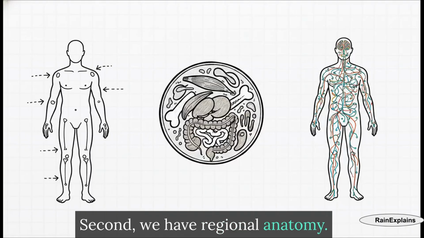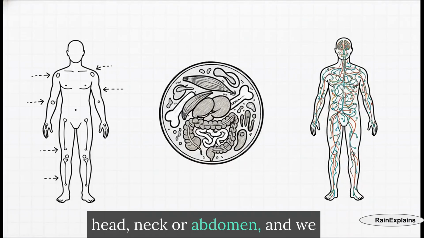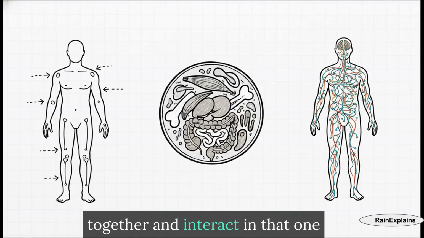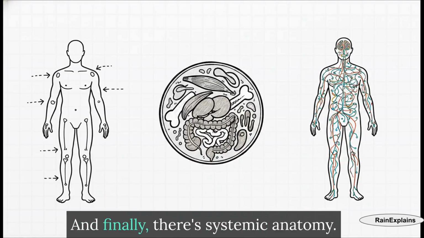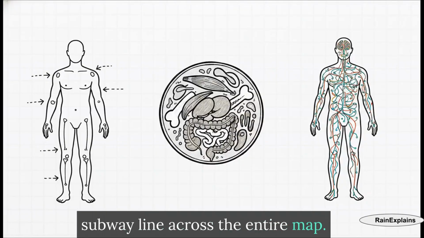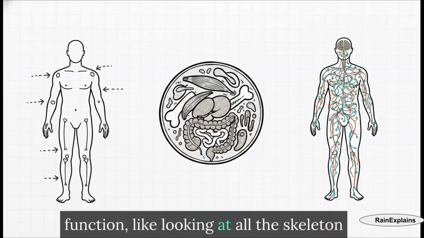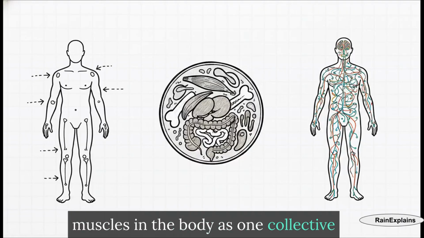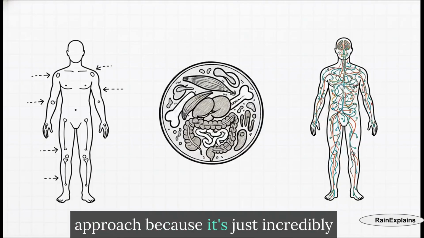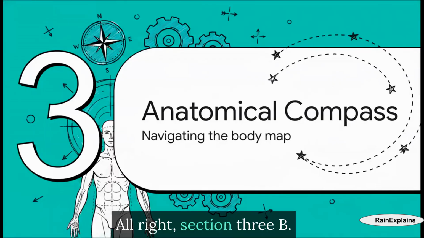Second, we have regional anatomy. This is where we zoom in on a specific neighborhood of the body, say the head, neck, or abdomen, and we examine how all the muscles, nerves, blood vessels, and organs pack together and interact in that one confined space. And finally, there's systemic anatomy. This is kind of like tracing a single subway line across the entire map. It looks at a group of structures working together for a unique function, like looking at all the skeletal muscles in the body as one collective unit. And just as a quick aside, modern teaching heavily favors that regional approach because it's just incredibly practical for clinical settings and surgery.